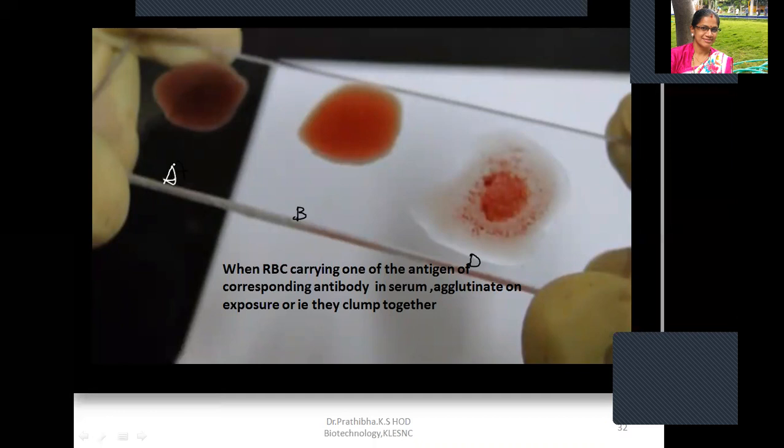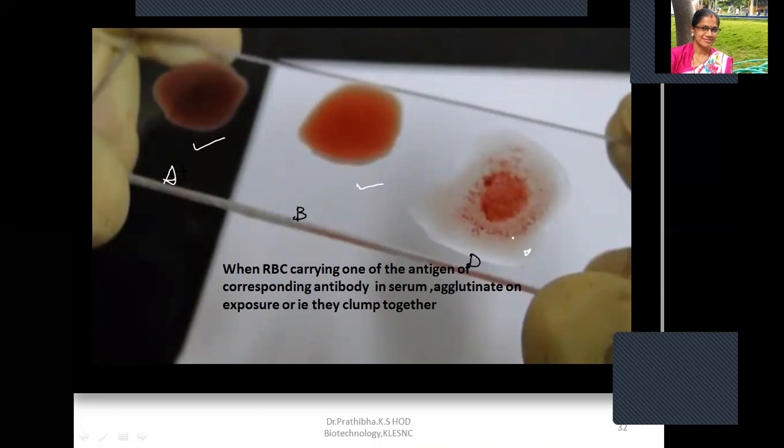This is the A circle, B circle, and this is the D circle. When RBCs carrying the antigen corresponding to an antibody in the serum are exposed to it, they agglutinate, that is, they clump together. Can you see any kind of clump here? No. Can you see any clump here? No. Can you see the clumping here? Yes, you can see this particular clumping.